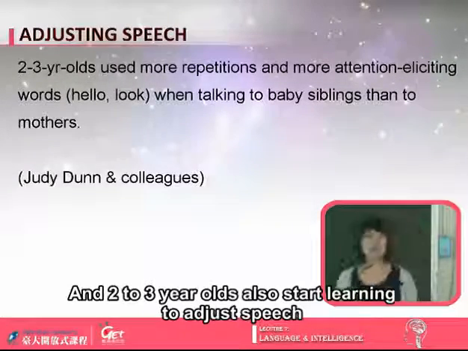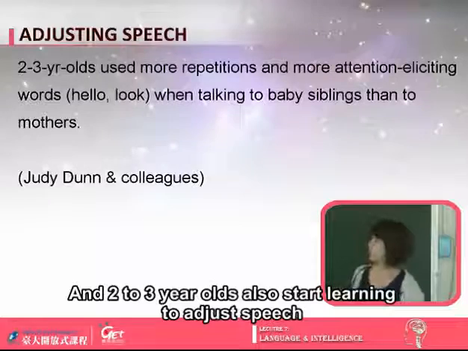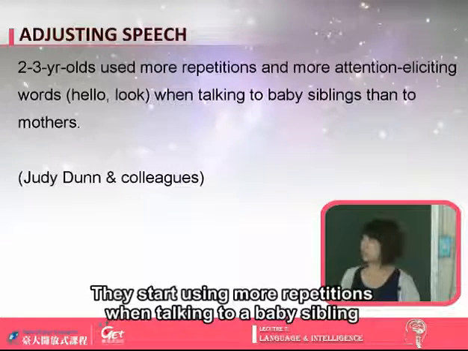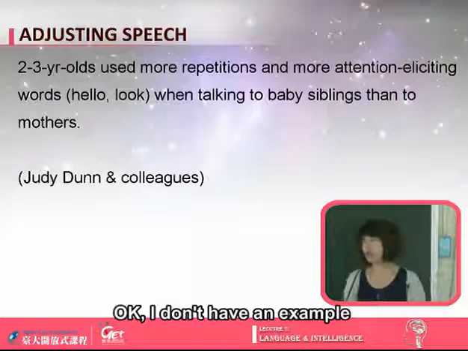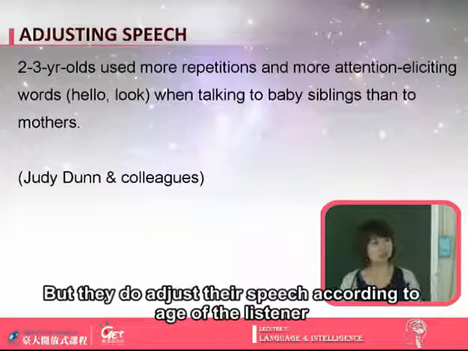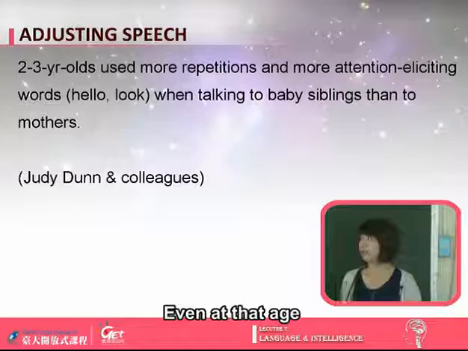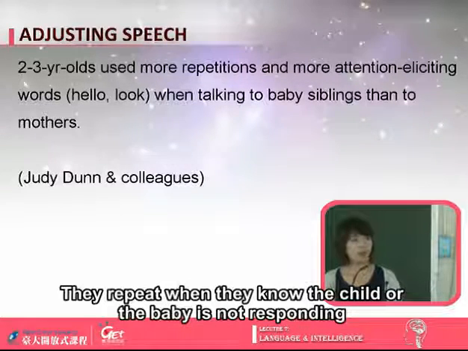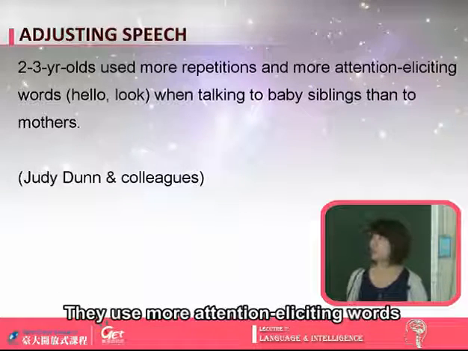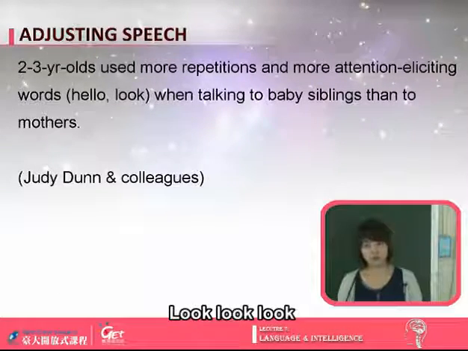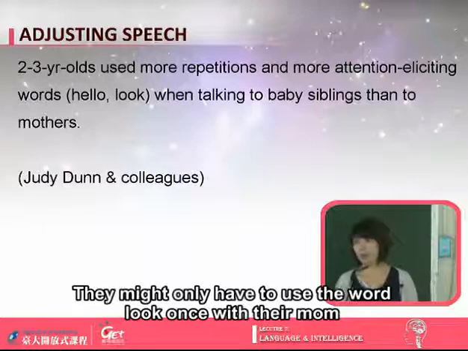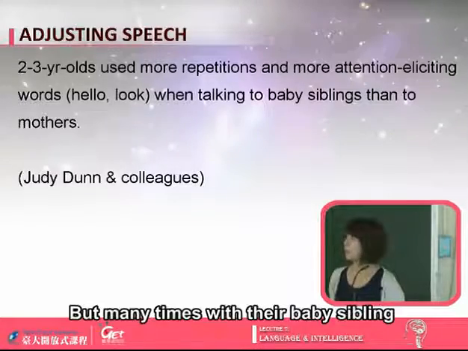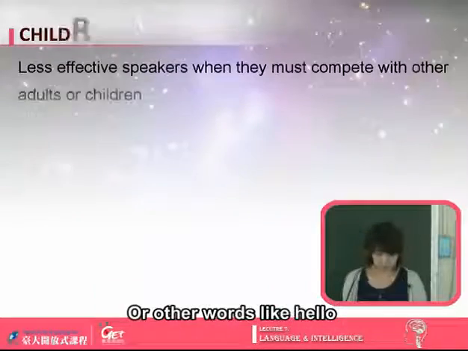And 2 to 3-year-olds also start learning to adjust speech. They start to use more repetitions when talking to a baby sibling. Okay, I don't have an example, but they do adjust their speech according to the age of the listener, even at that age. They repeat when they know the child or the baby is not responding. They use more attention-eliciting words. Look, look, look. They might only have to use the word look once with their mom, but many times with their baby sibling, or other words like hello.